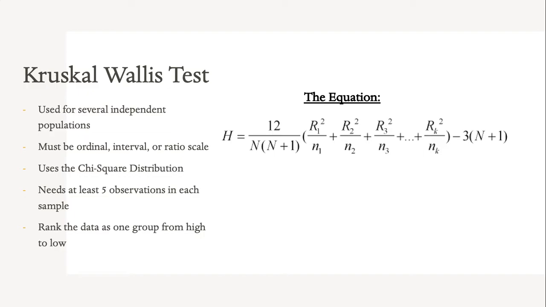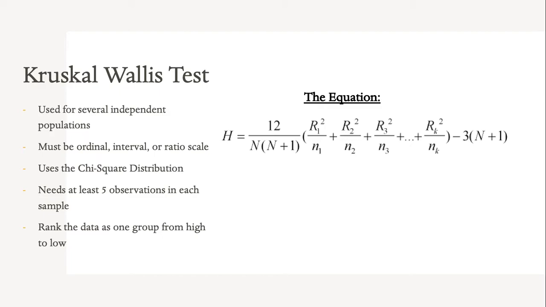To be able to use this test, there's a few requirements that must be met. We use this test when there are several independent populations. The data must be ordinal, interval, or ratio scale. We use the chi-square distribution. There needs to be at least 5 observations in each of the samples, and we rank the data as one group from high to low. This test is also a really good alternative to the one-way ANOVA.